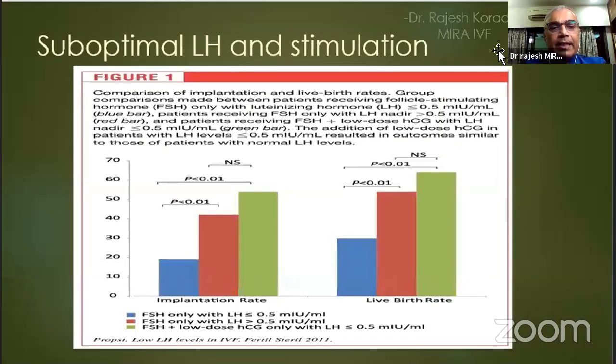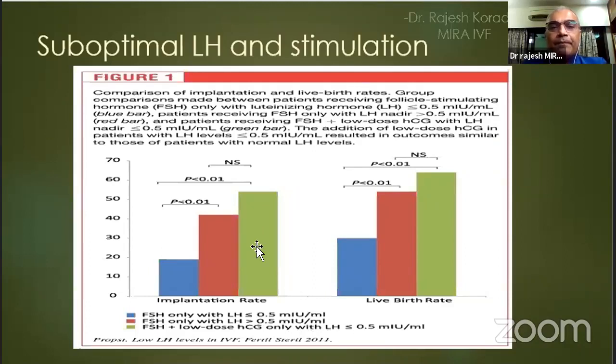So here is the interesting study, which compares the effect of FSH only with suboptimal LH level. FSH only with normal LH level, see, this is blue. FSH only with low LH level. This is FSH only with normal LH level. And this is hCG-added LH activity, when the LH level was suboptimal, only LH level less than 0.5 unit.